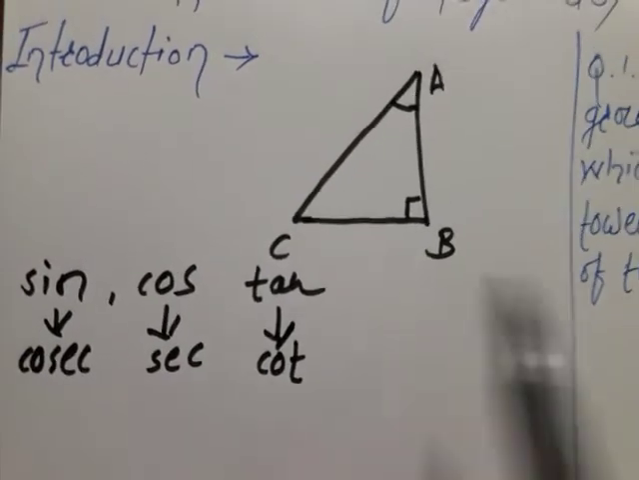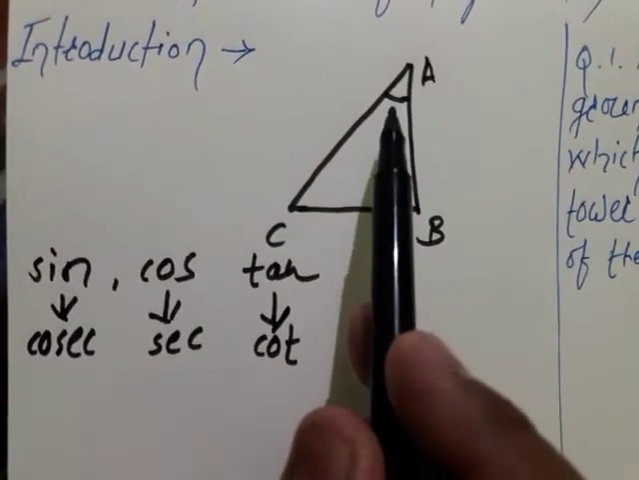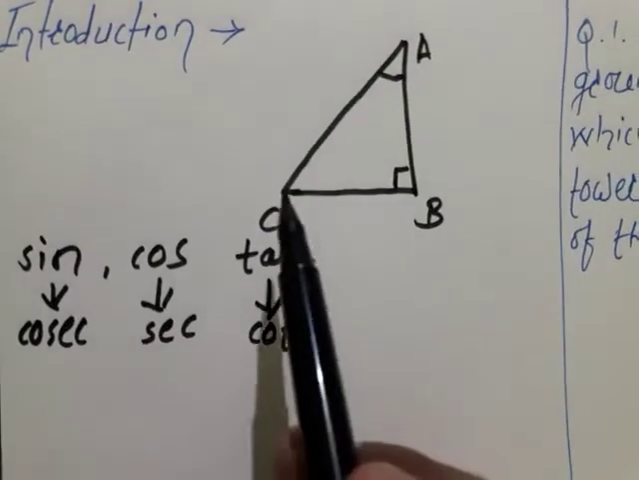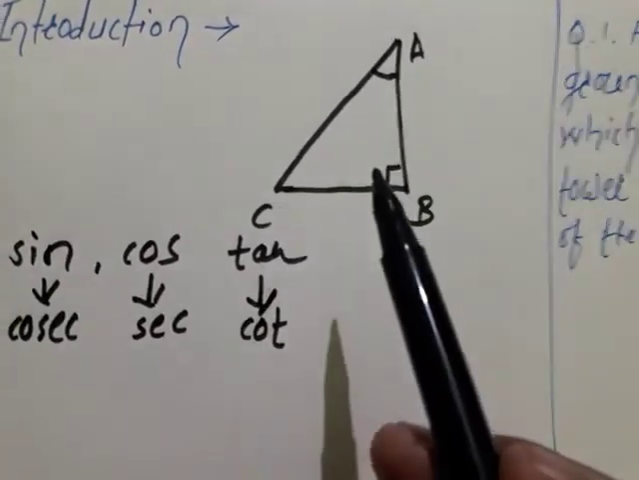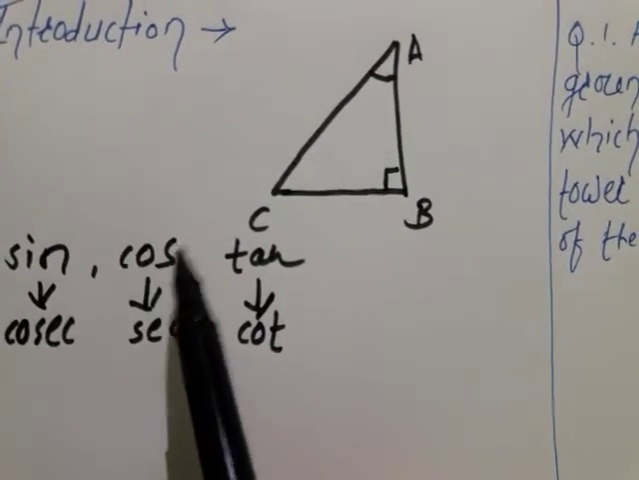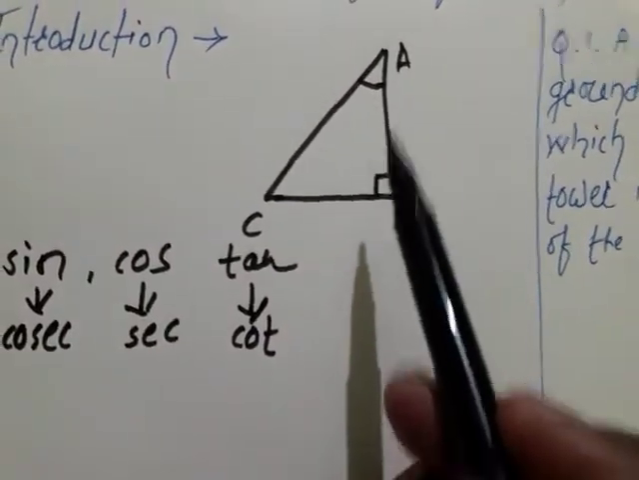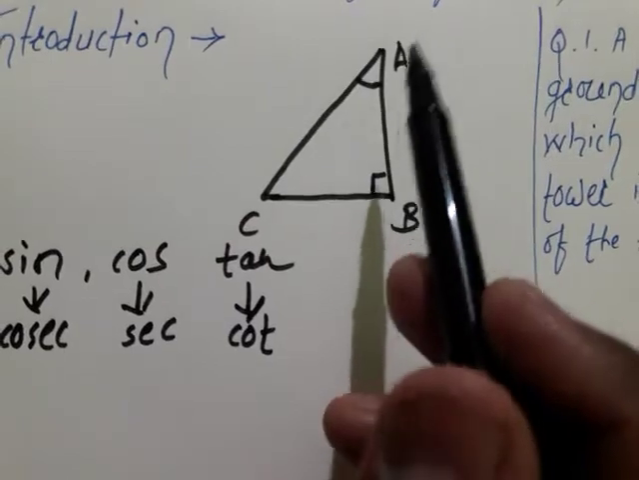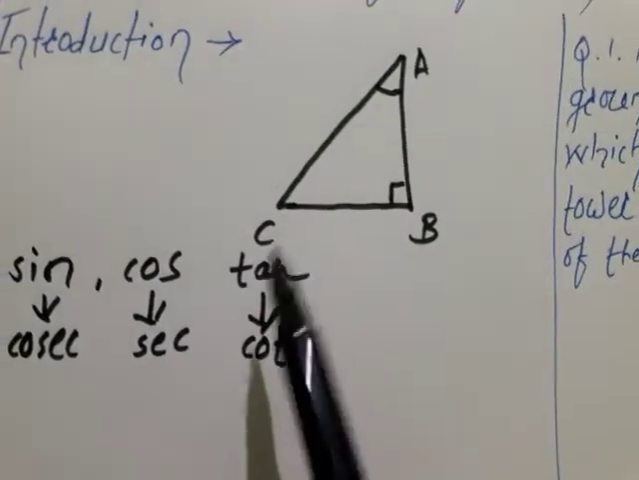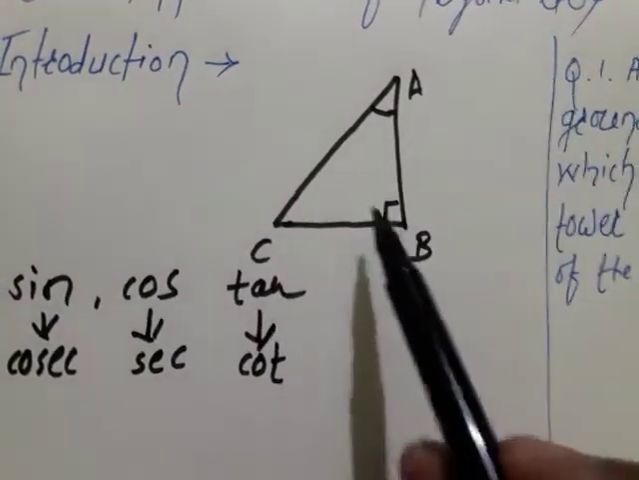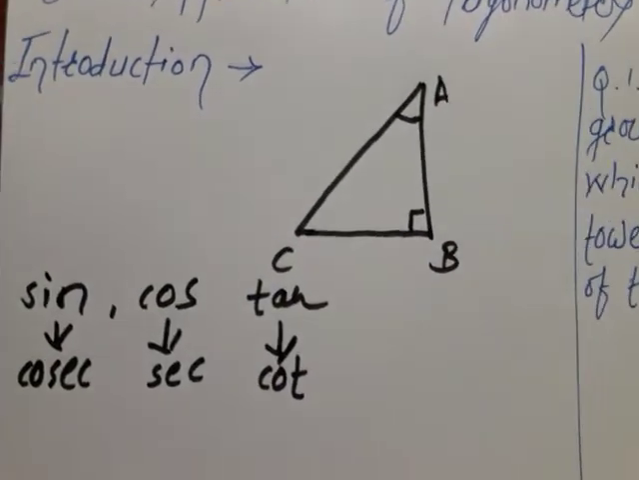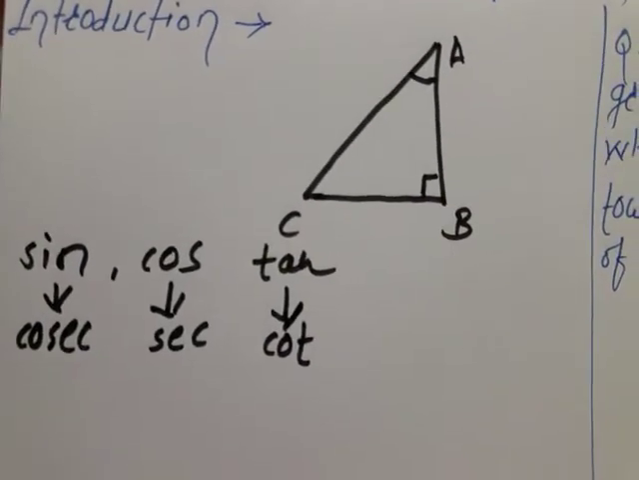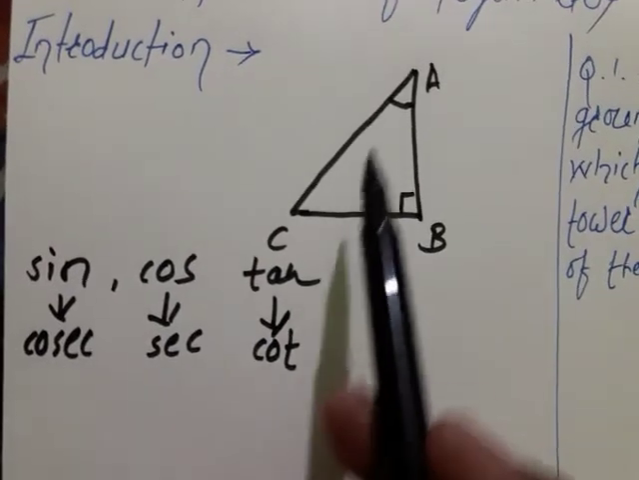What is the sine definition? Considering angle A, sine is opposite side divided by hypotenuse, BC divided by AC. Then cos is adjacent side divided by hypotenuse, AB divided by AC. Then tan is opposite side divided by adjacent side, BC divided by AB. Got the idea? Then the inverse definitions are like this.